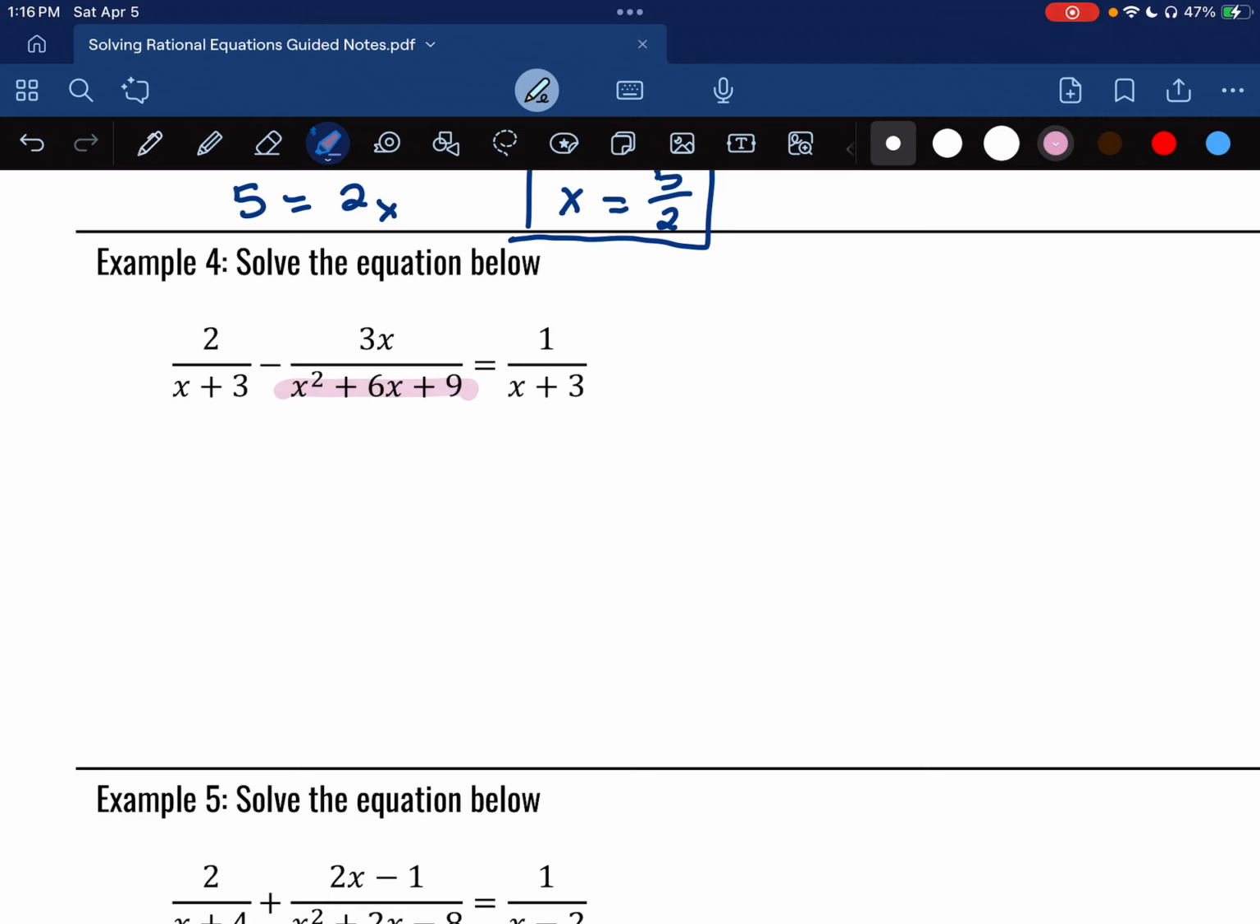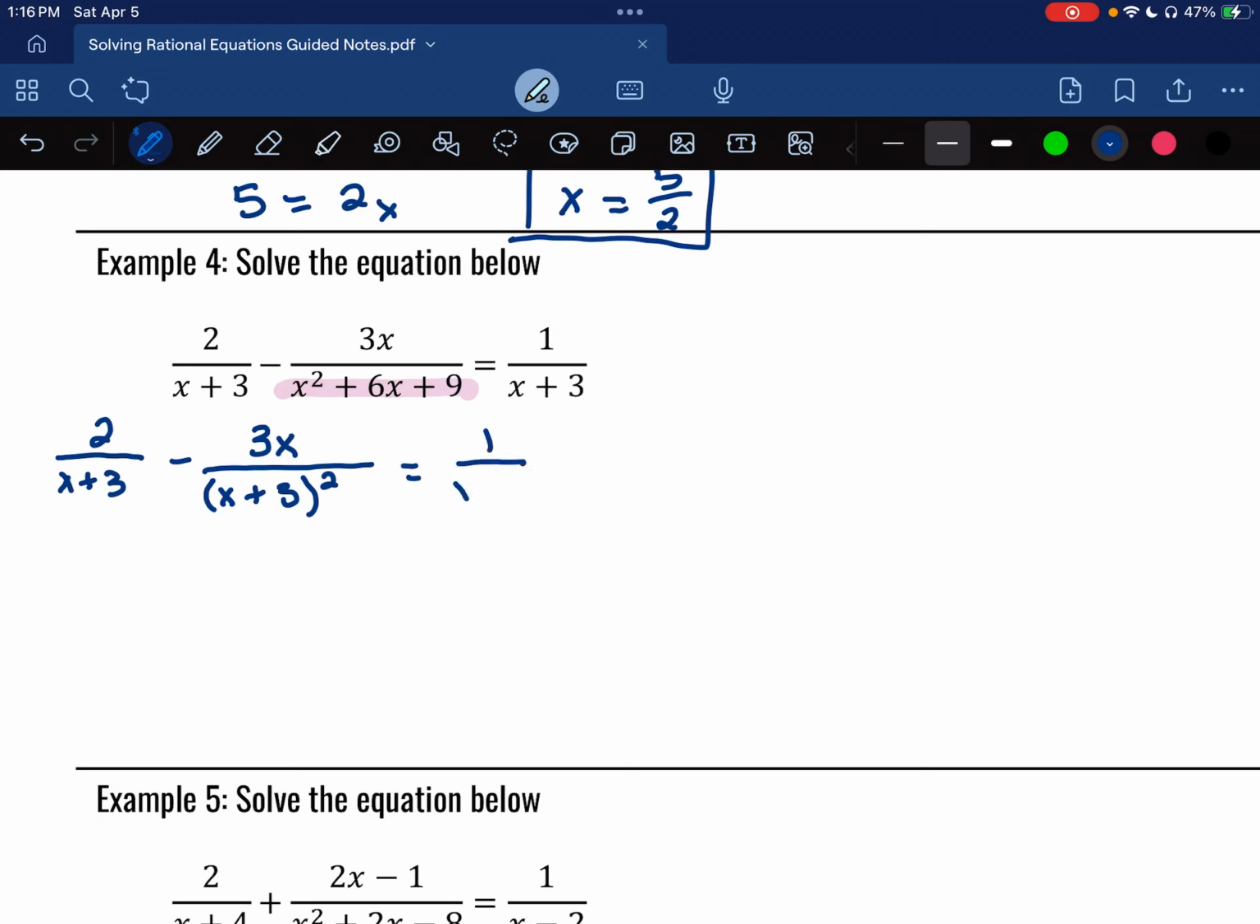So I'm going to rewrite this as 2 over x plus 3, minus 3x over x plus 3 quantity squared. It's a perfect square trinomial. And then that is equal to 1 over x plus 3. So great news. x plus 3 squared is going to be our least common denominator.